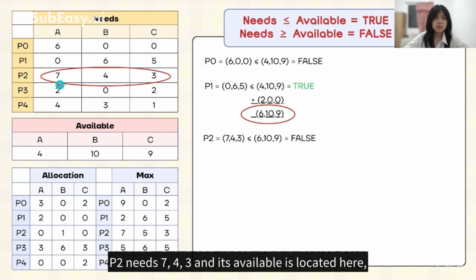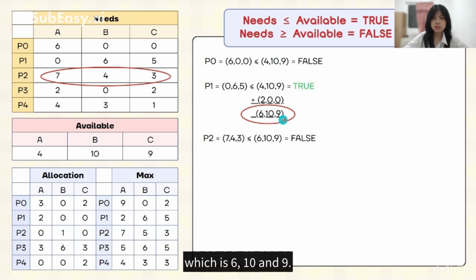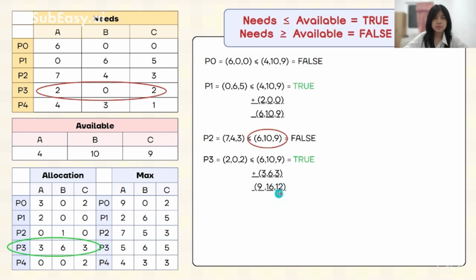P2 needs 7, 4, 3, and its available is, look at here, 6, 10, and 9. So it's false. It cannot run. We need to look at P3.